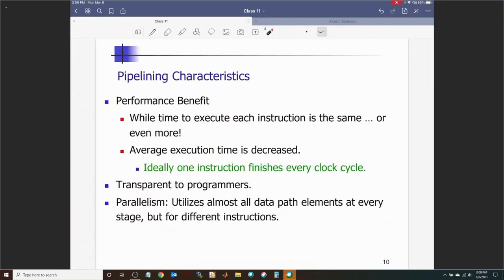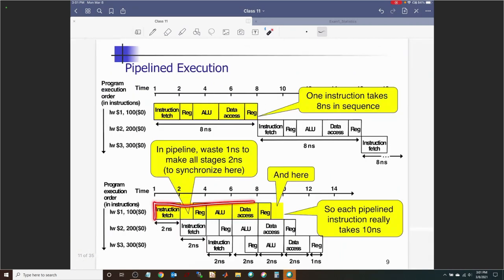Some characteristics of pipelining. The performance benefit. While the time for executing instructions is the same or even more, right? We actually increase the time of register access in order to synchronize instructions. So even though there is no real benefit in the time it takes for each step, if you look at the overall execution time, it has decreased by the factor of speed up. You're ideally looking at one instruction to finish every clock cycle. So IPC, instructions per clock cycle, is still 1, right? We looked at the clock rate has to be the inverse of the clock cycle time. So you're still looking at one instruction finishing in one clock cycle.